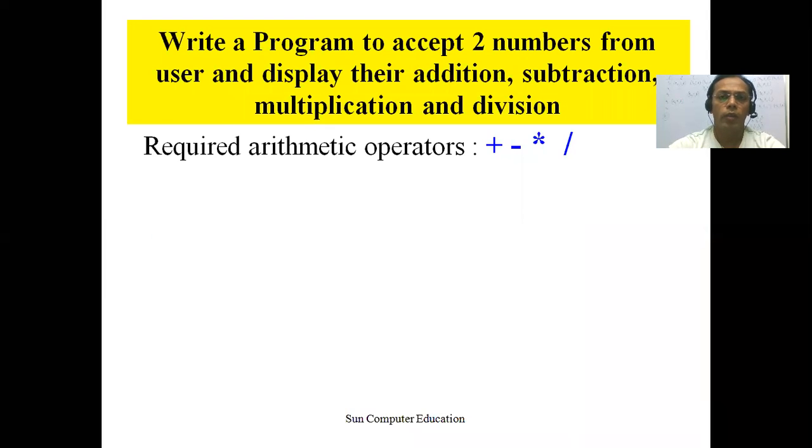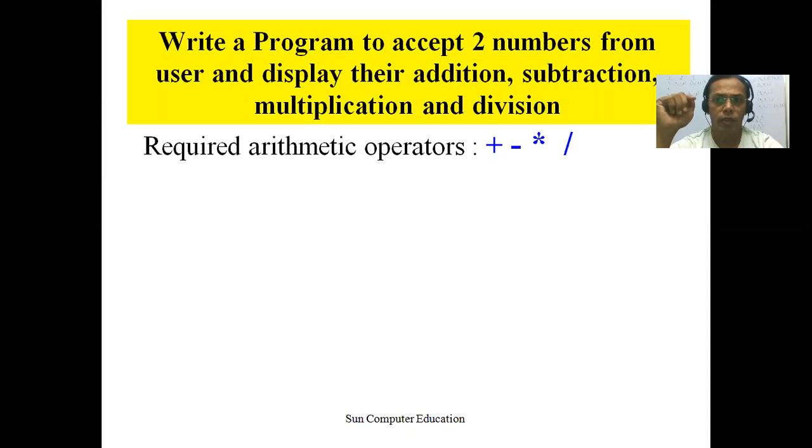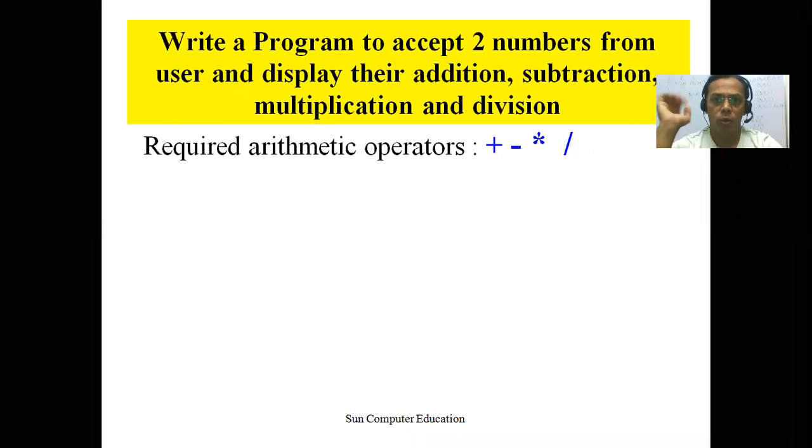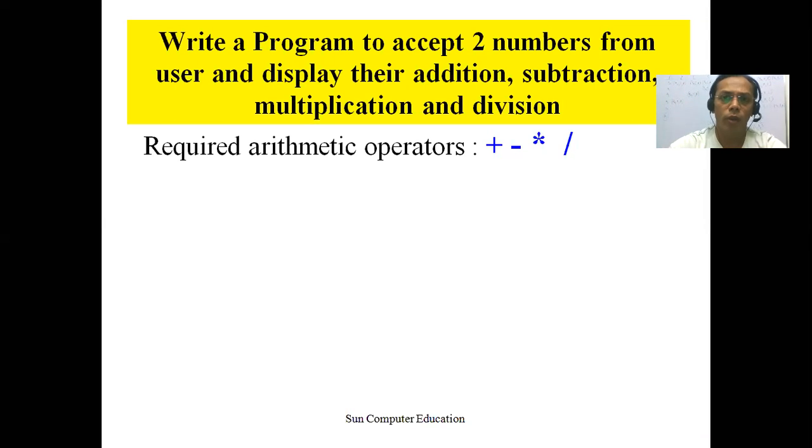And then I gave you homework of accepting two numbers from the user and displaying their addition, their subtraction, their multiplication, and their division of the same two numbers. You are not supposed to write different programs for different numbers. Okay, it has to be done in the same program, different programs are not wanted. So can I know how many have done the homework?